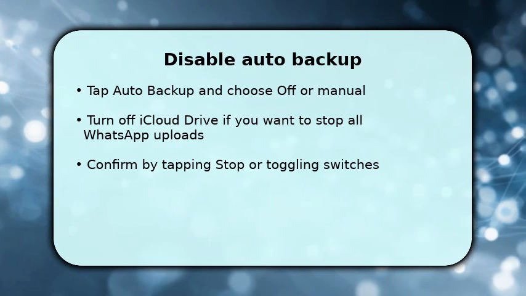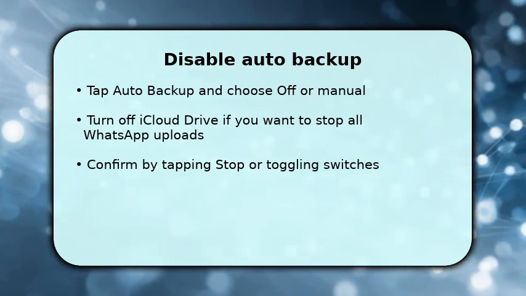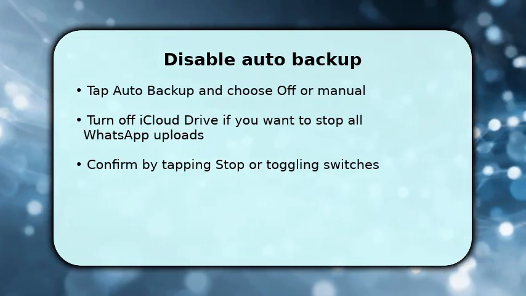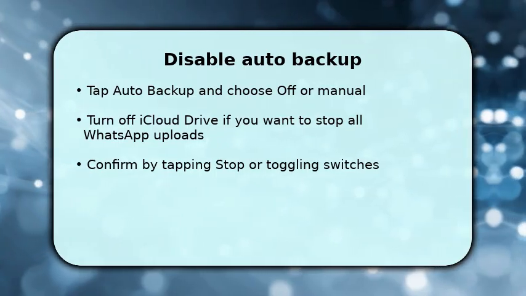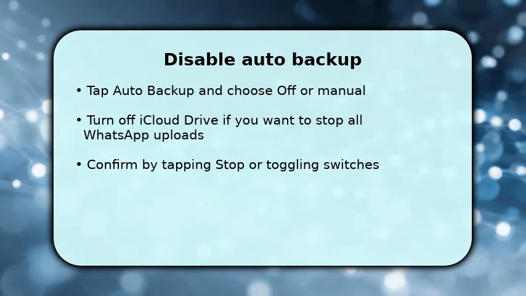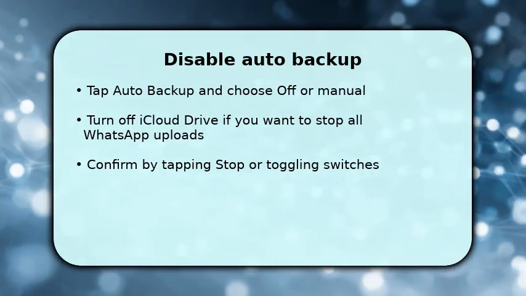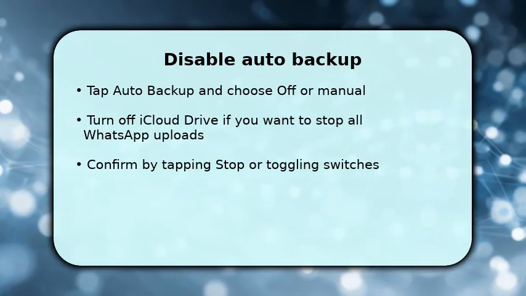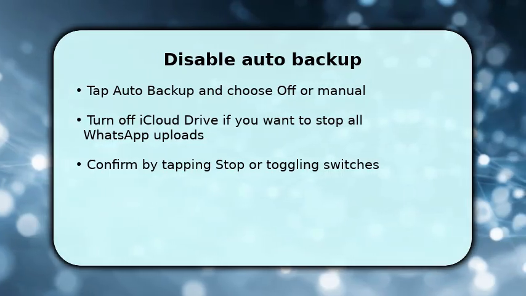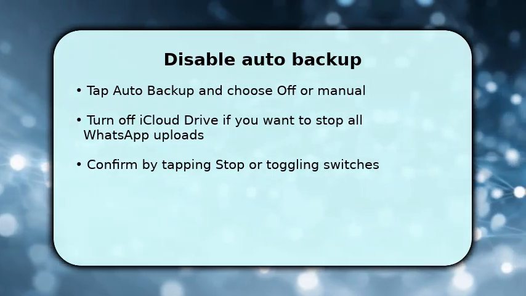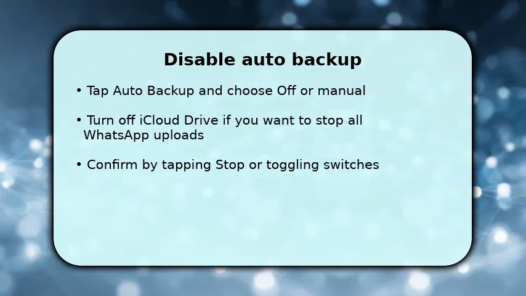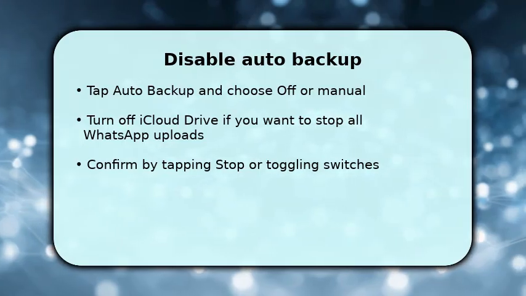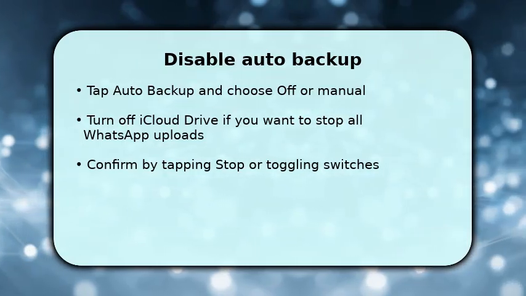Now you'll execute the central changes to stop backups. Tap Auto Backup and select Off or choose Manual so backups only happen when you explicitly tap Backup Now. If you prefer to block WhatsApp from iCloud entirely, go to iPhone Settings, your name, iCloud, Manage Storage, Backups or Apps, and disable WhatsApp in iCloud Drive. Make sure to confirm any prompts asking to stop backups. These confirmations finalize the change. Once done, double-check Chat Backup shows disabled.